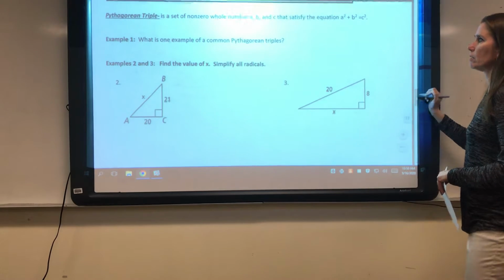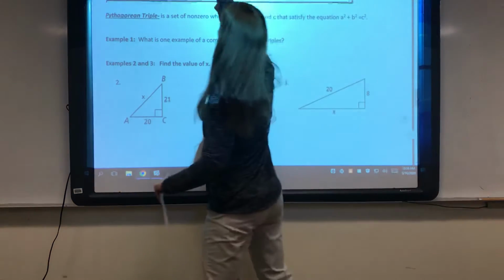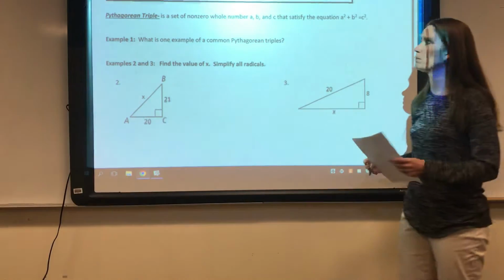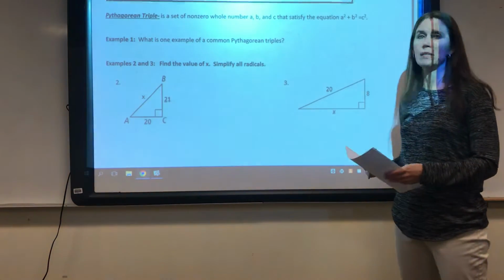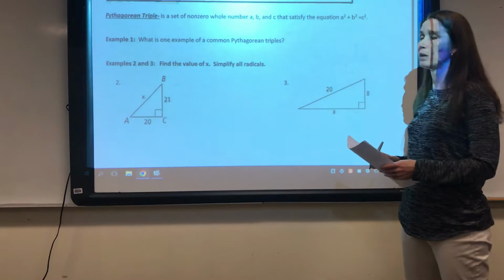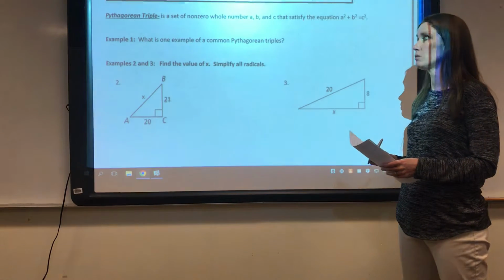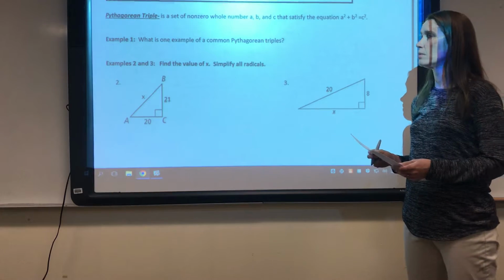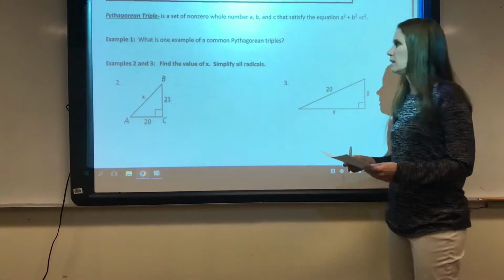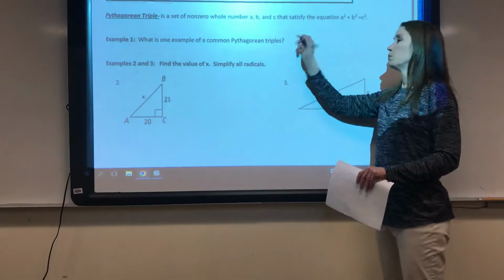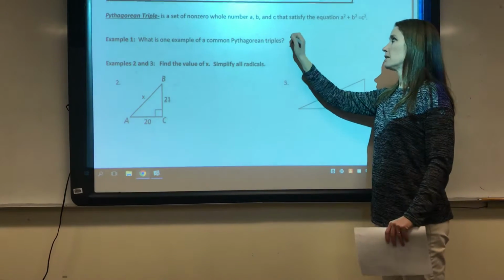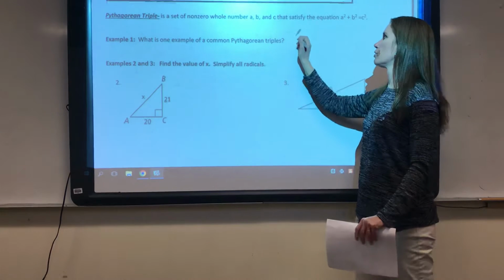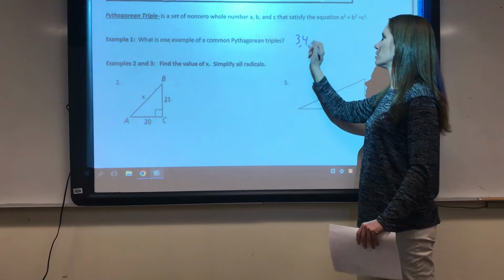So here we are, first just reviewing what a Pythagorean triple is. A Pythagorean triple is a set of non-zero whole numbers, a, b, and c, that satisfy the equation a squared plus b squared is equal to c squared. So for example 1, it says, what is one common Pythagorean triple? One of the most common ones, my dad's in construction and he says that he uses this one all the time, is a 3, 4, 5 right triangle.